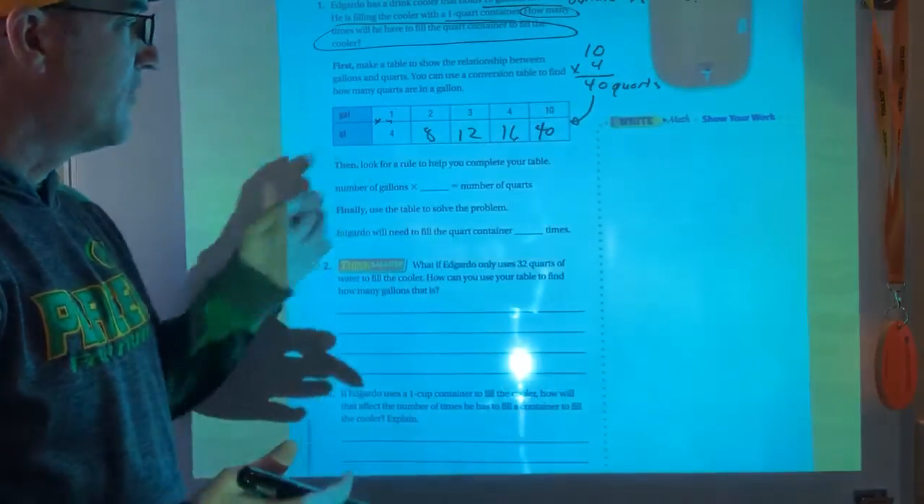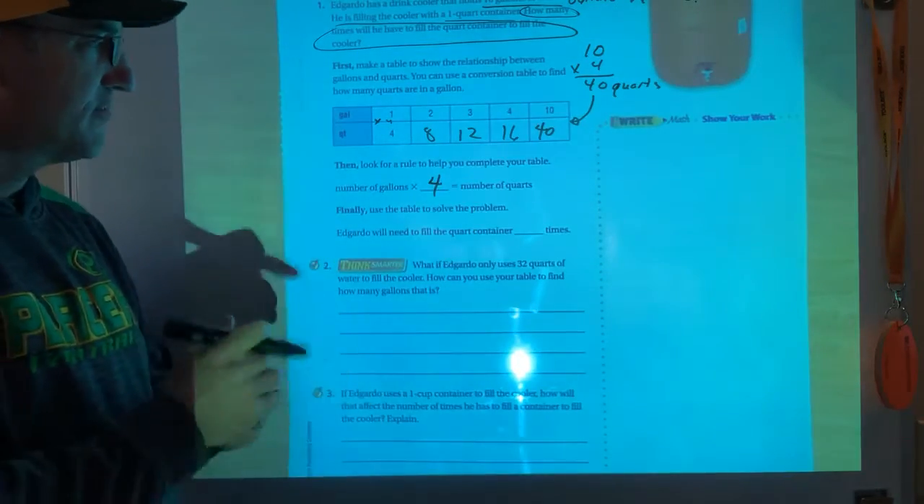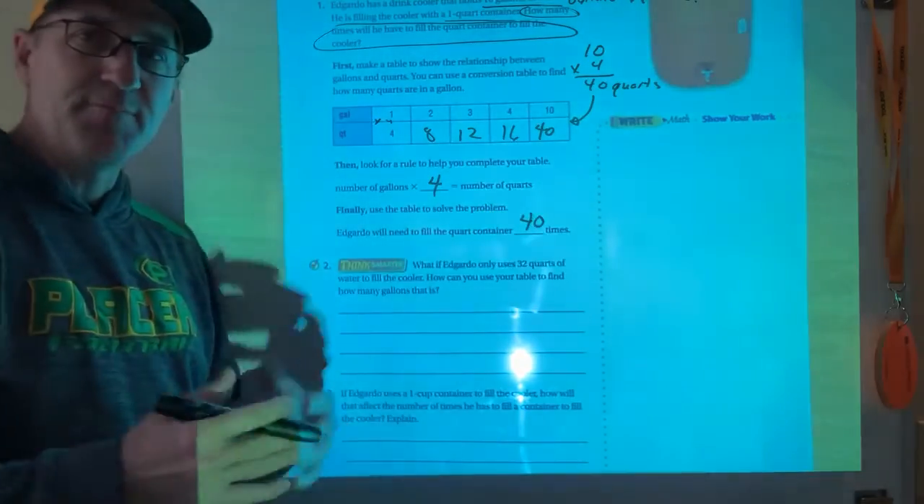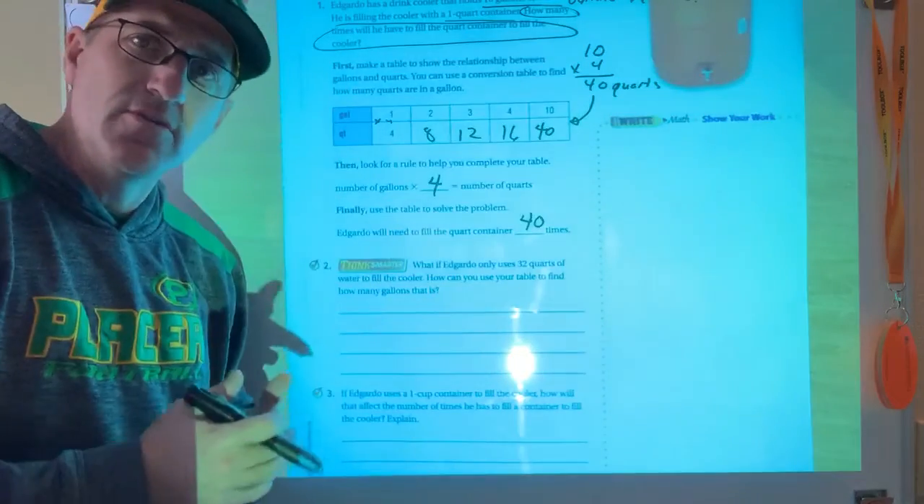All right. Then look for a rule to help you. So the number of gallons times 4 is the number of quarts, right? He's gonna need to do it 40 times. Easy peasy, right? So all of this just to say use the chart.